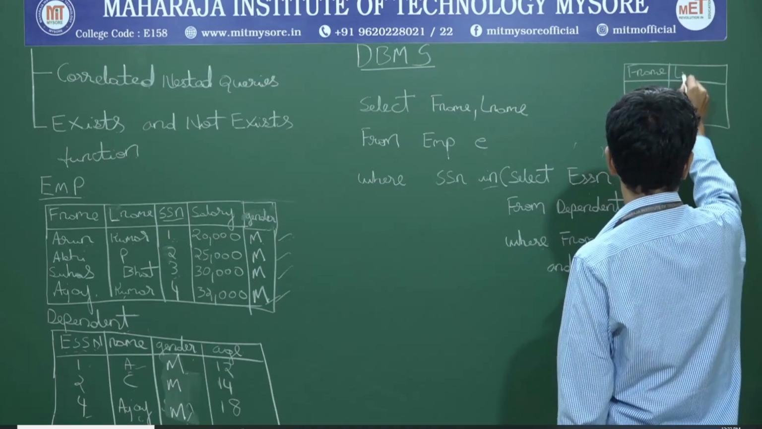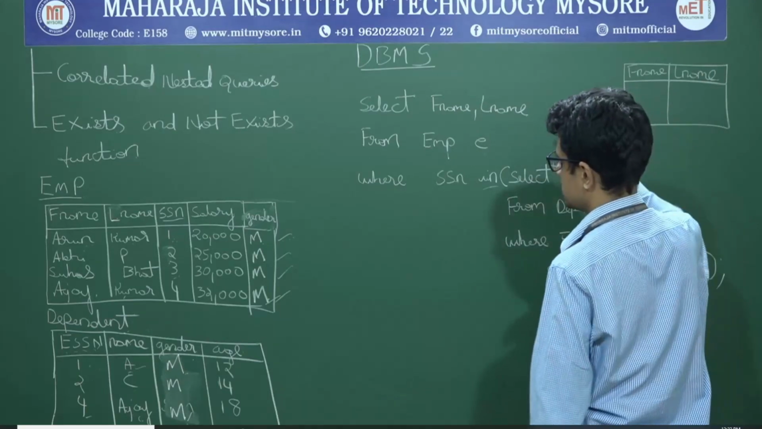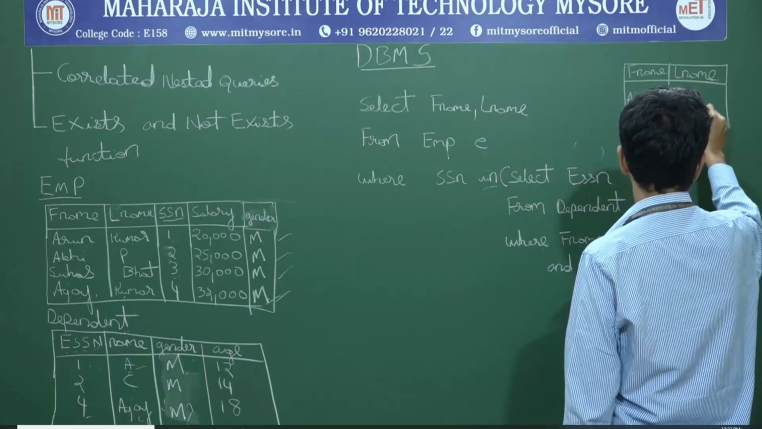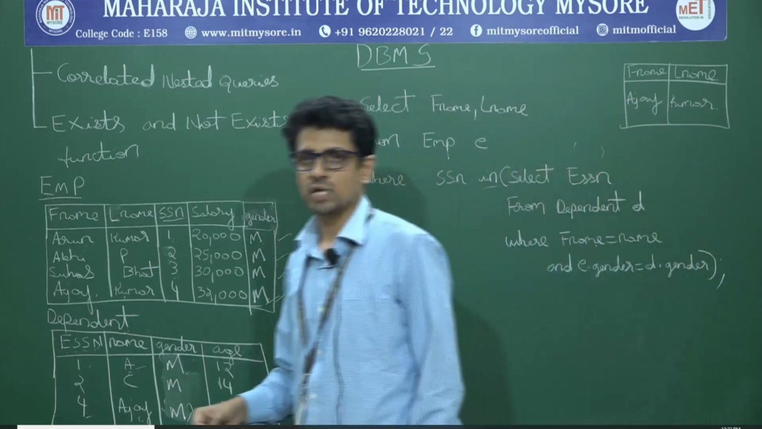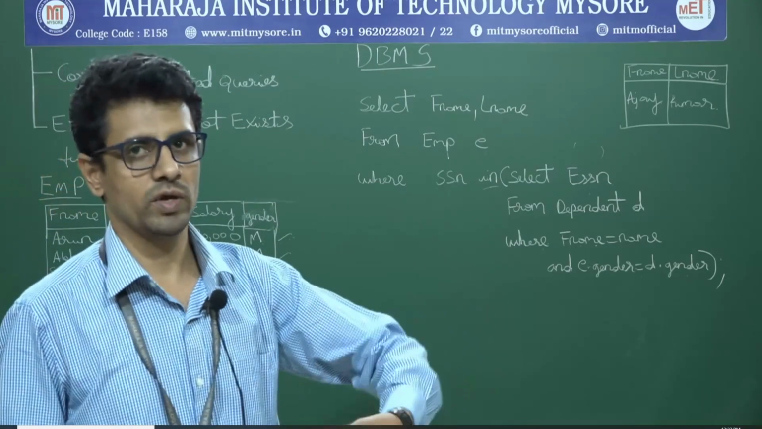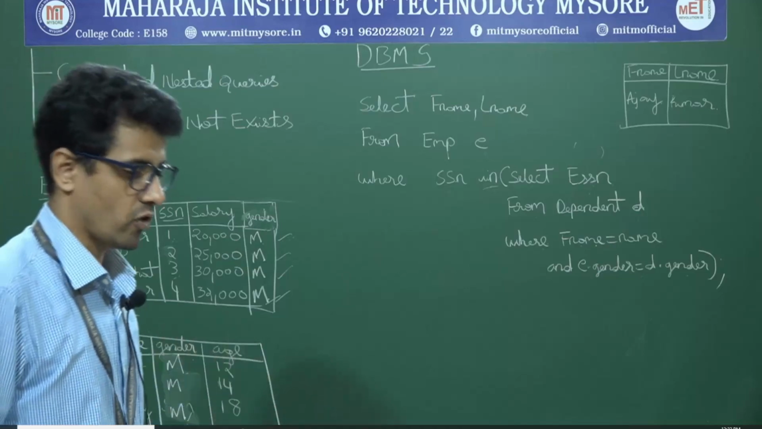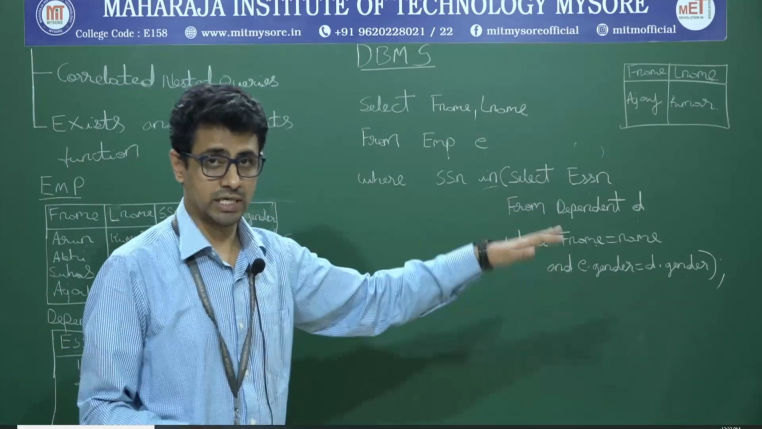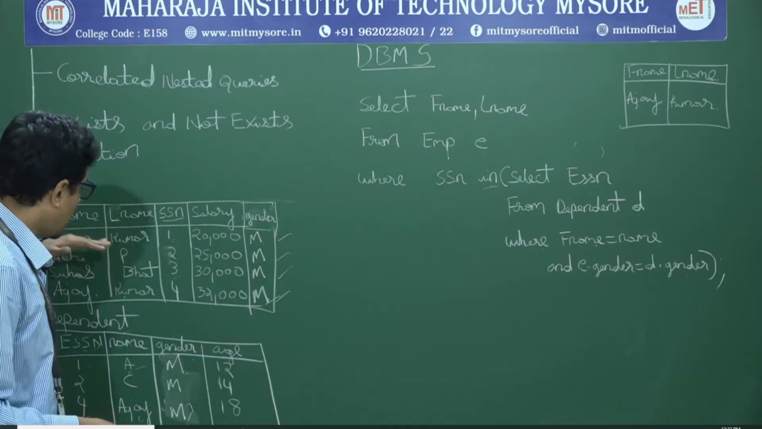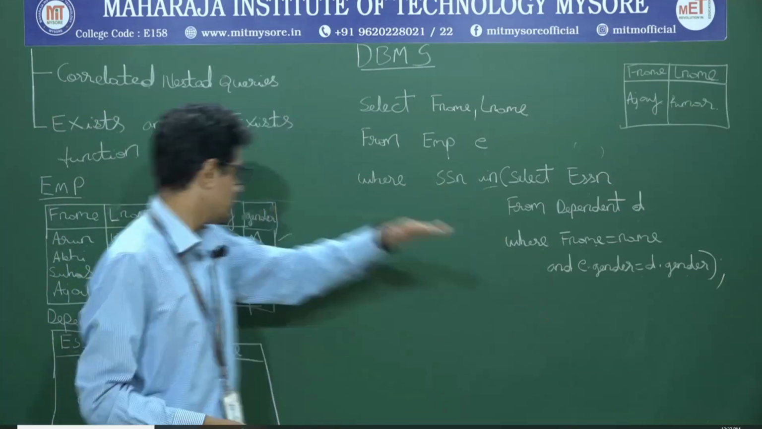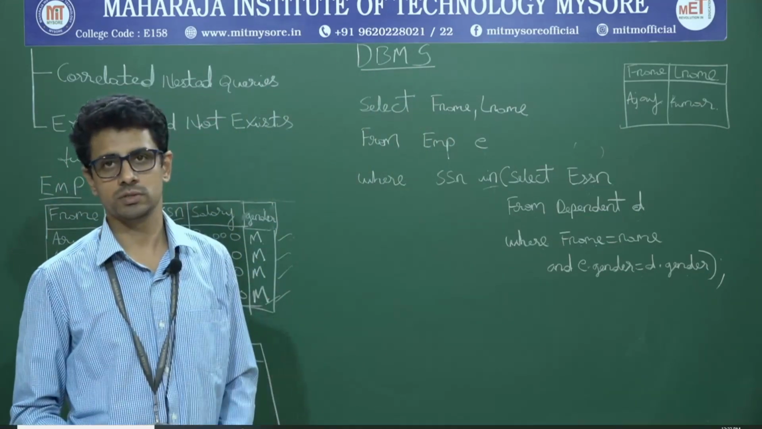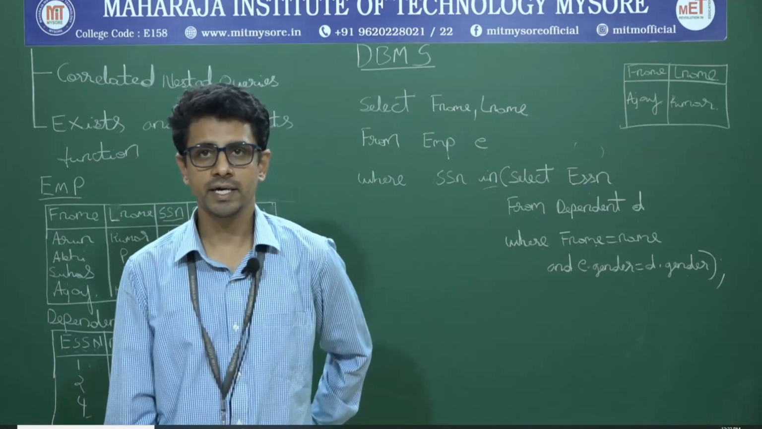F name, L name, that is Ajay Kumar, will be printed. So this is how the correlation works. For each instance of the outer query, the inner query executes once. So irrespective of how many conditions are given in the inner query, all have to be satisfied to display the output for that row. Once the row you are checking satisfies the conditions, that row's details will be displayed in the output. So this way it will collect all the rows one by one. So this is called a correlated nested query.